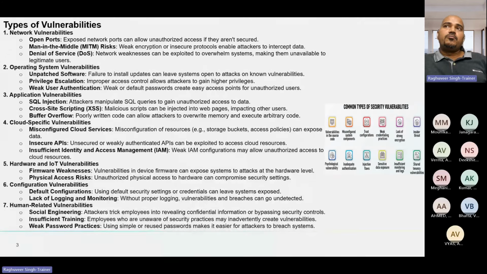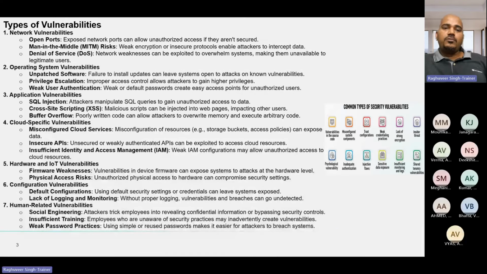Man in the middle attack: weak encryption or insecure protocols enable attackers to intercept data. So if you have weak encryption in your application, say you're using TLS 1.0 and your application is HTTPS, but it uses TLS 1.0 when users are dumping data into the application, reading data from the application, or writing data to the application, a man in the middle attack can happen. Somebody can intercept that communication and change the message so that the server will provide what the hacker needs, not what the end user is asking for.